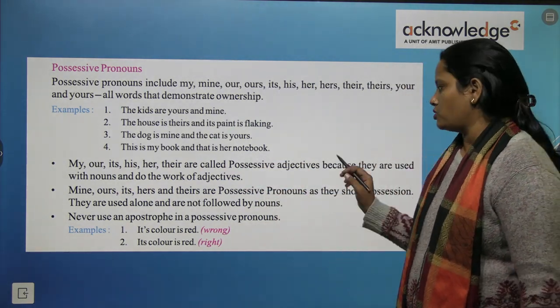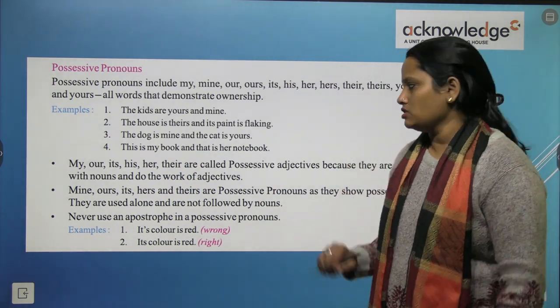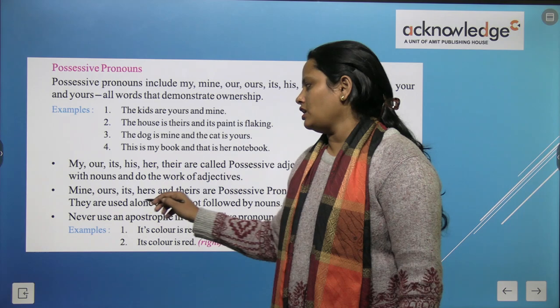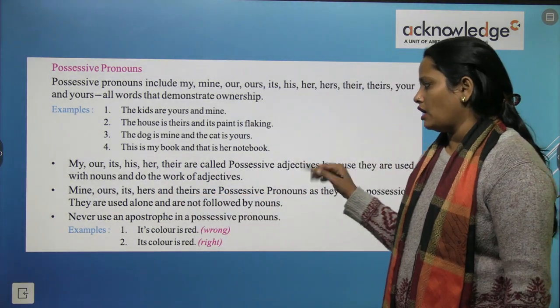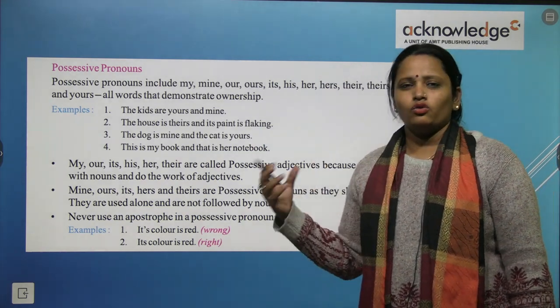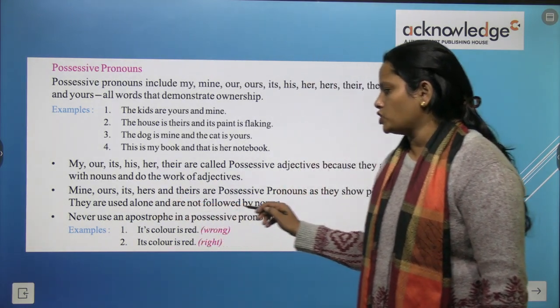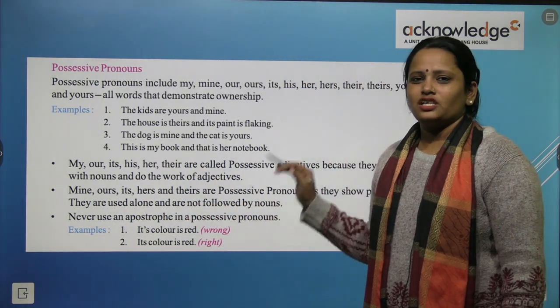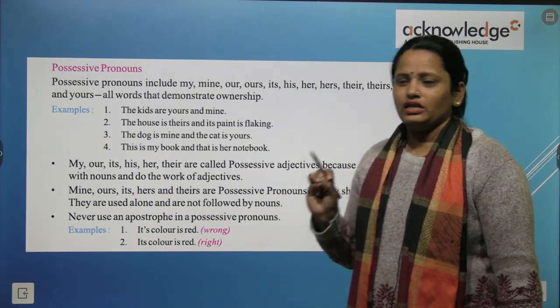ये सारे words possessive pronoun हैं as they show possession. ये possession शो करते हैं। They are used alone and are not followed by nouns. So ये अकेले यूज होते हैं और ये नाउन को फॉलो नहीं करते हैं. Never use an apostrophe in a possessive pronoun. Possessive pronoun में कभी भी हमें apostrophe नहीं लगाना चाहिए.